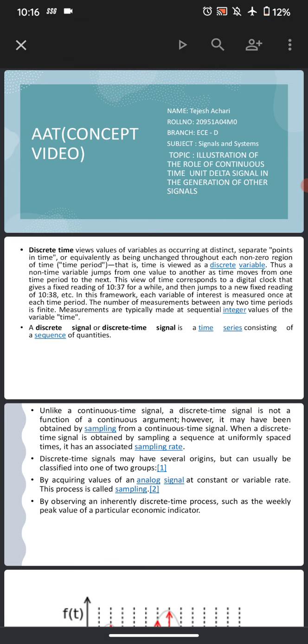20951A04M0 and I'm from ECT section, and my topic is illustration of the role of continuous time unit delta signal in the generation of other signals.